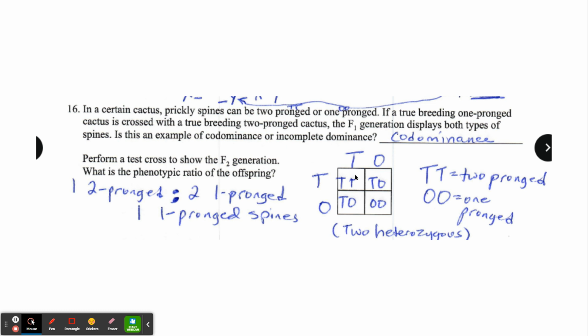Okay, so let's see, we use T and O for two and one pronged. So they're both heterozygous. We're going to get two-pronged, capital T, and one-pronged, with two heterozygous parents. So we get a ratio of one two-pronged to two heterozygous to one one-pronged spines.